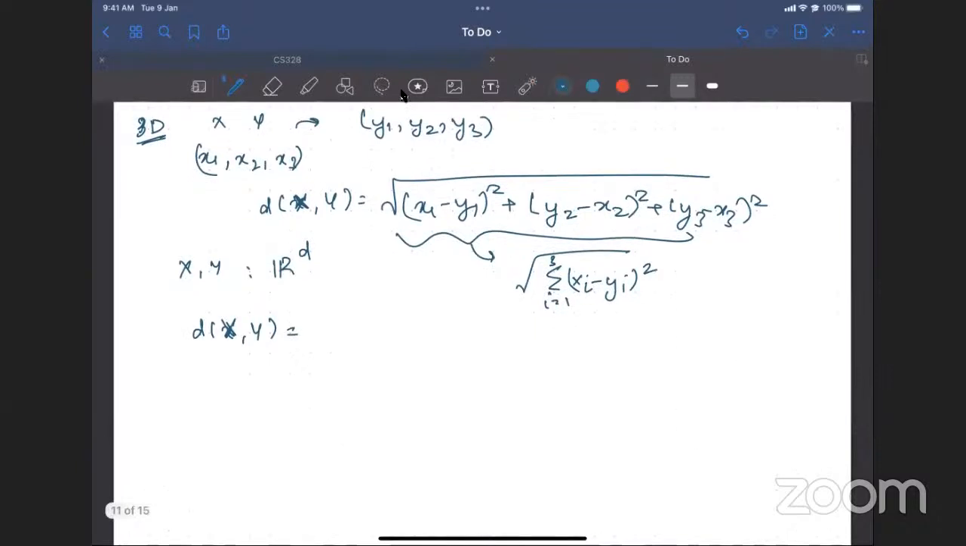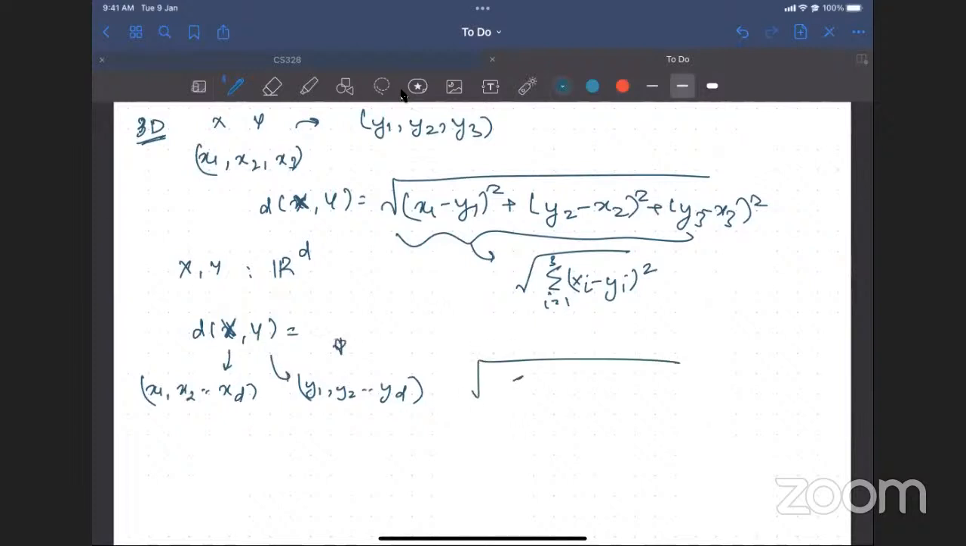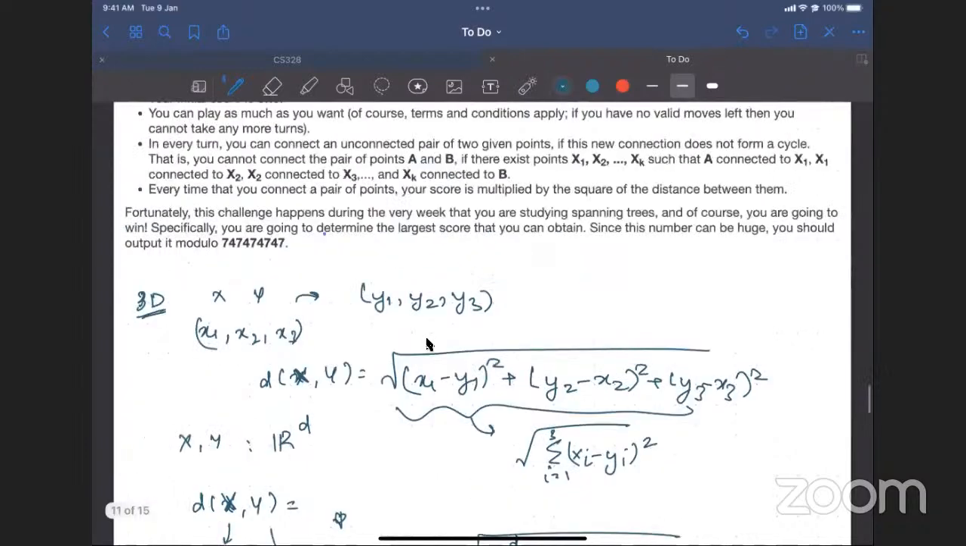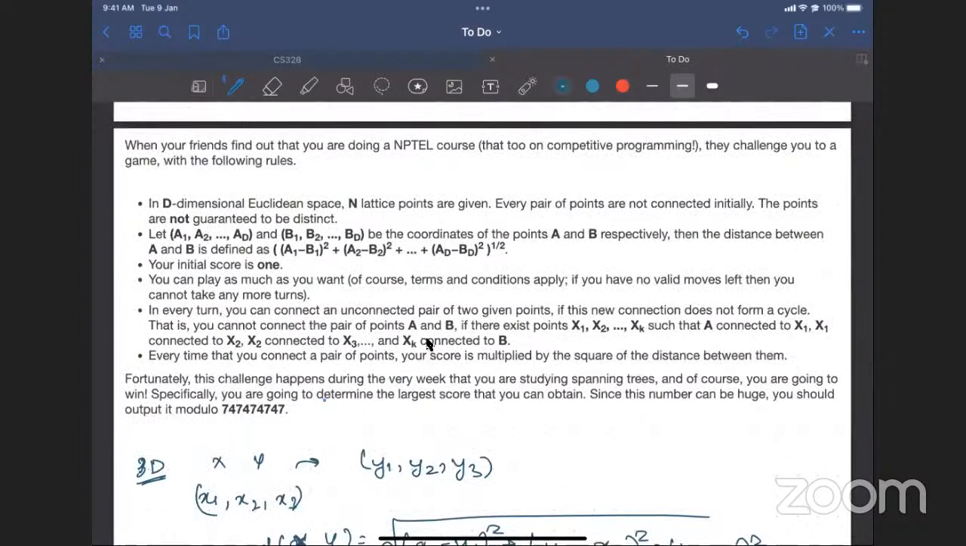So in R^d, the points are in d dimensions, so their coordinates will be x1, x2, x3, and y1, y2. This will be the square root of the summation of (xi minus yi) whole squared, for i equal to 1 to d. Hopefully this is clear. I think now we can build up some of the logistics of the problem, or how I'm actually going to model it.